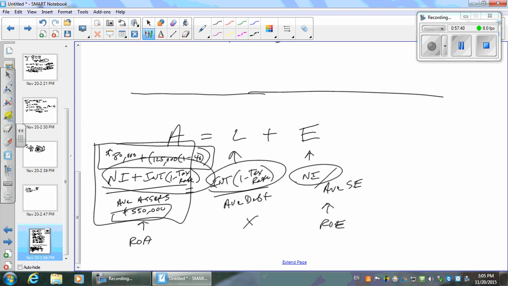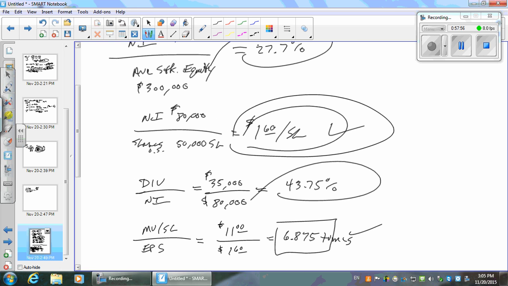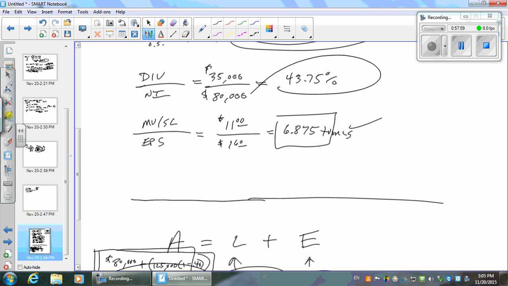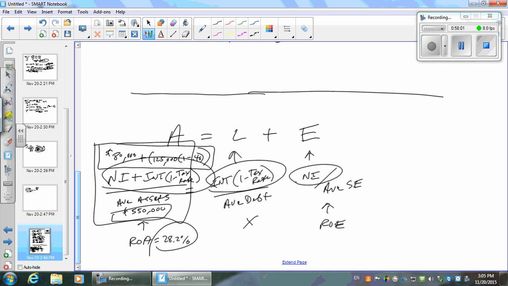What's your return on assets? 28.2%? Okay, what's your return on equity again? What did we calculate when we did return on equity? 27.7? This is not good. Their cost of debt's really high. Whoever wrote this problem didn't do a very good job with it, because the return on equity is more than the return on assets. That means our debt cost is even higher than 28%. So, all right. A few of those.